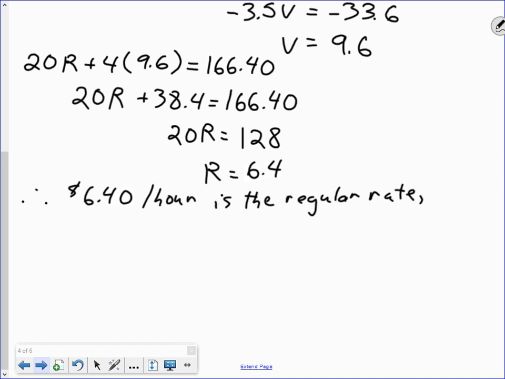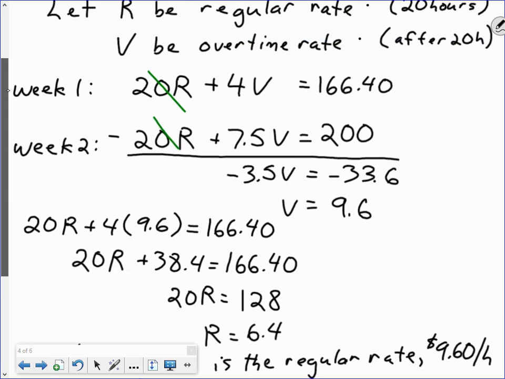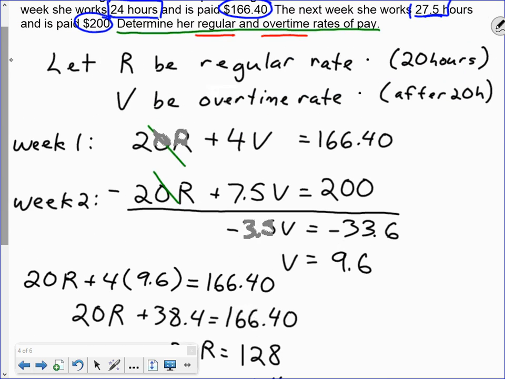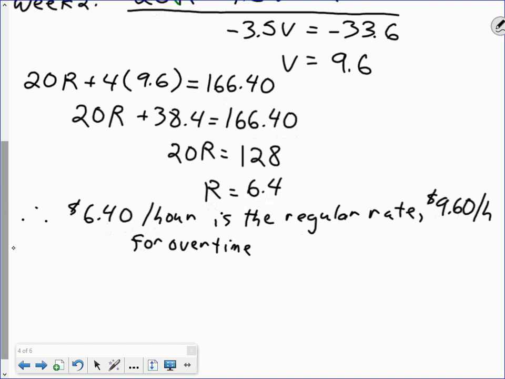And let's just say, what's it, 9.6? So $9.60 per hour for overtime. Because that's what they asked us to find, right? Determine her regular and overtime rates of pay. Okay, and those are the two rates.